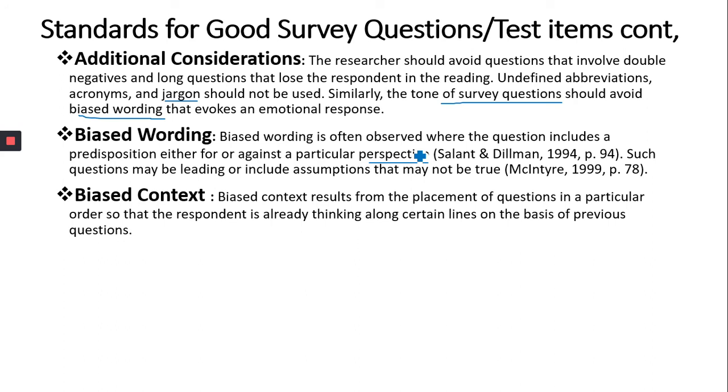I cannot deal with the idea of good questions in this particular presentation. This is just an outline, but the onus is with you to go into detail and try to get the things. Biased context results from the placement of questions in a particular order so that a respondent is already thinking along certain lines on the basis of previous questions. You see, it's very easy to lead people into a certain type of thinking by layout of questions and so forth. You don't need to do it that way.